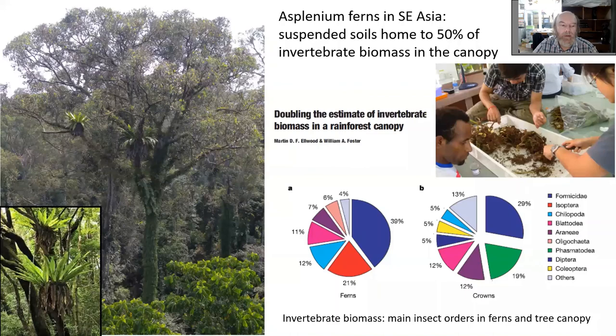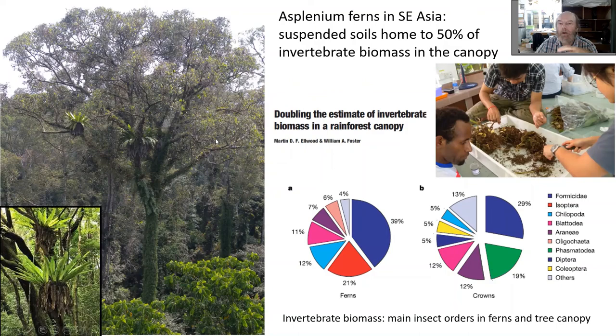Likewise, when we look at the Asplenium ferns, then they have suspended soils. Degradation, decomposition of plant material, their own material, but also these rosettes are capturing falling leaves and other plant material, and then it's decomposed into suspended soil, and that hosts a lot of invertebrates.